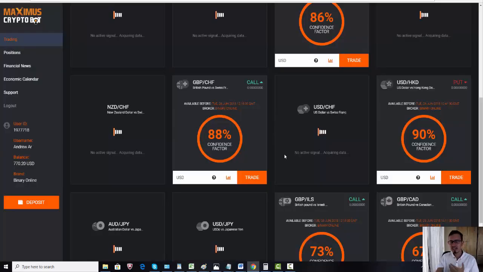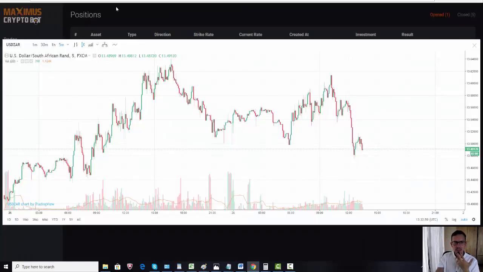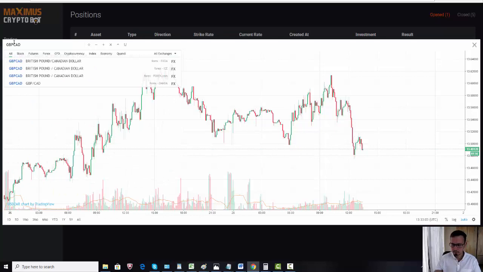So for example, let's take another one. Let's pick any one. GBP CAD, for example, a GBP CAD call trade. Let's see, GBP CAD call position.